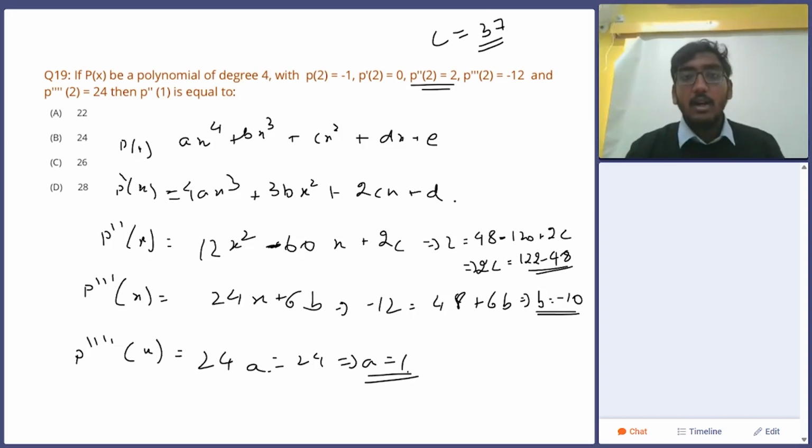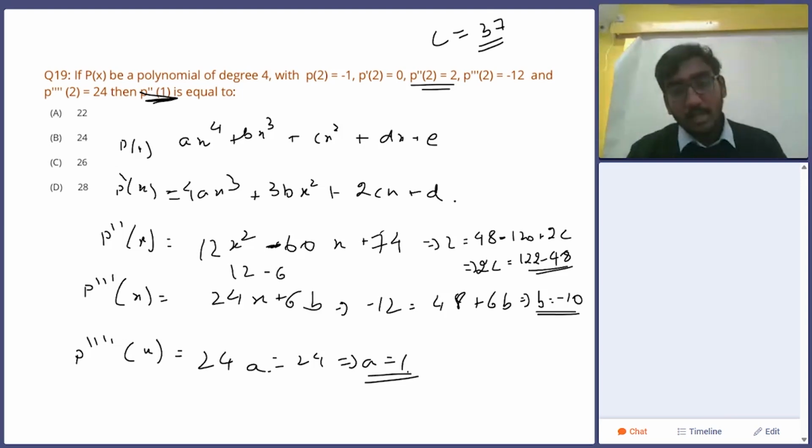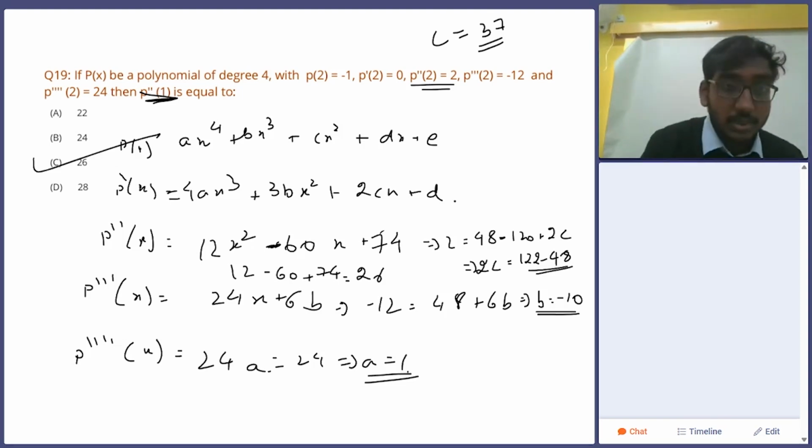Now what you have to do is put those in this expression. If f double dash, you directly put the value of 2c, that will be 74, so just replace it as 74. And f double dash of 1 means put x equal to 1. It will be 12 minus 60 plus 74, that is 26. That is option C. Option C is correct.